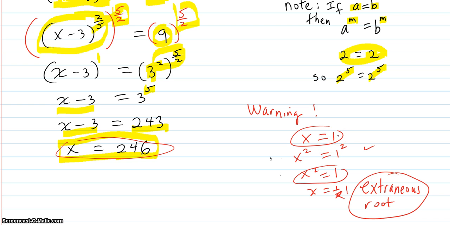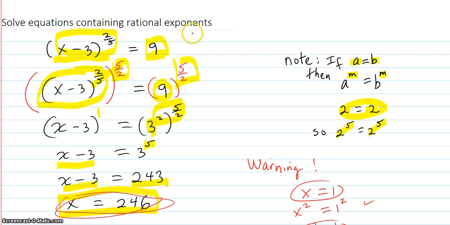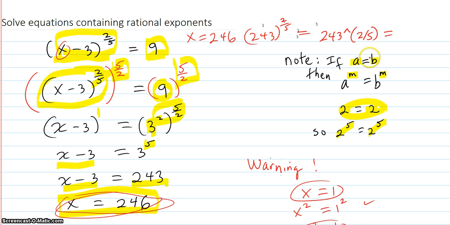So technically, we should take this number and put it back into the original equation up here and test it out. So if you put 246 in there minus 3, you're going to get 243 to the 2/5 power, and you get out your calculator and you go 243 to the up arrow parentheses 2 divided by 5, and you press enter, and guess what? You get 9. So everything is okay.